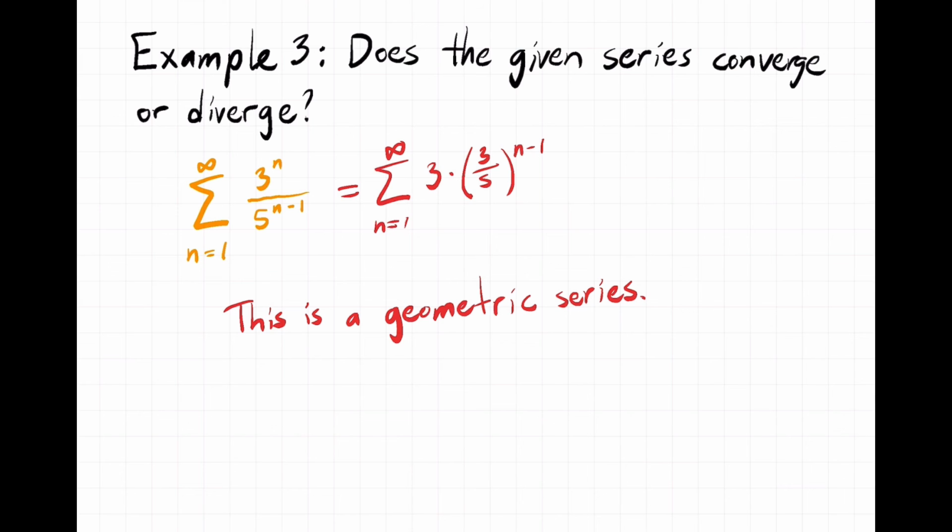As a geometric series, in particular, with r equal to 3/5, the number that is being raised to the n minus 1 power is 3/5. And since the absolute value of r is 3/5, which is less than 1, remember, if the absolute value of r is less than 1, meaning that r is between -1 and 1, the series converges.